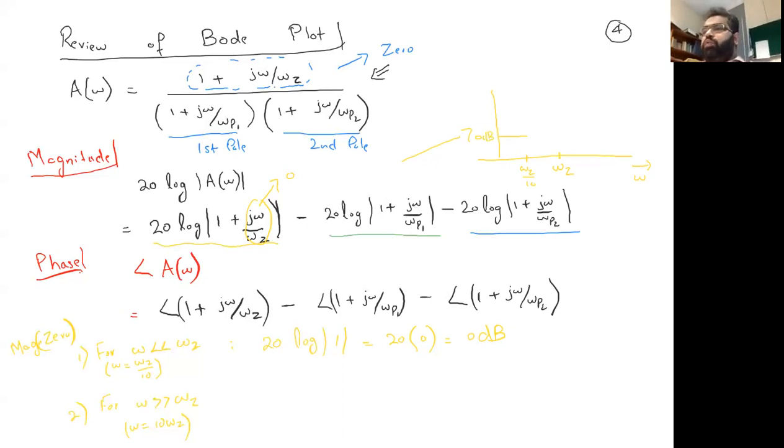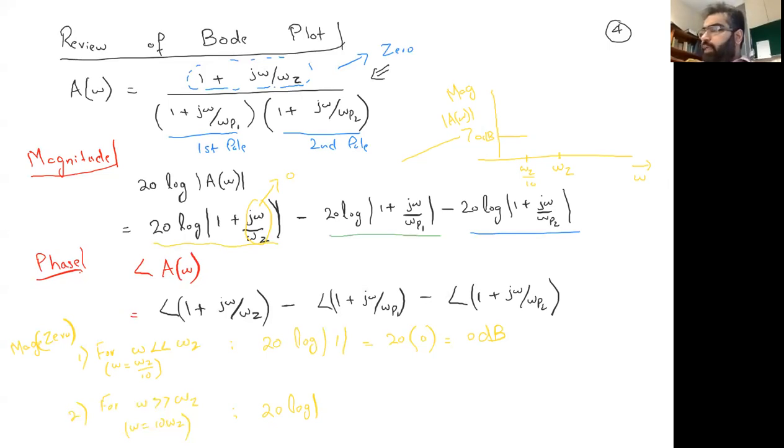So till this point, my magnitude, only magnitude, meaning mod of A of omega for the zero, and talking only about this one zero, I didn't bring any pole, and I didn't bring anything else till this point, omega z by 10, my magnitude will be 0 dB. What will happen as I increase? So if I am going to have a bigger value, meaning omega is 10 times of omega z.